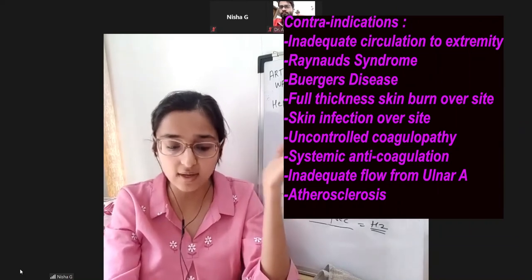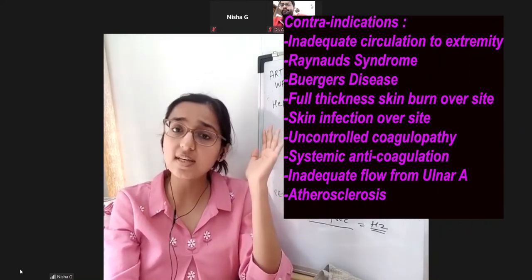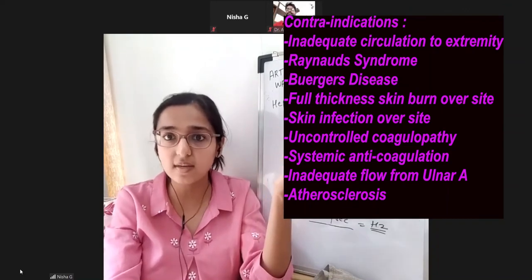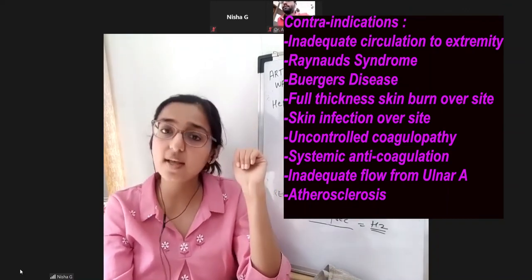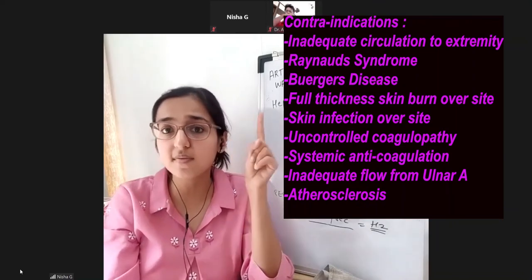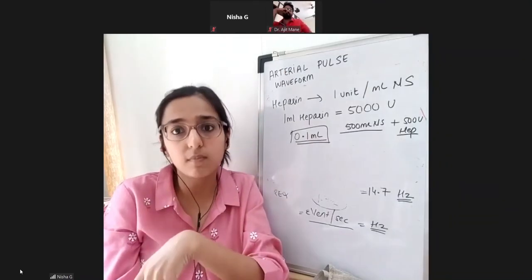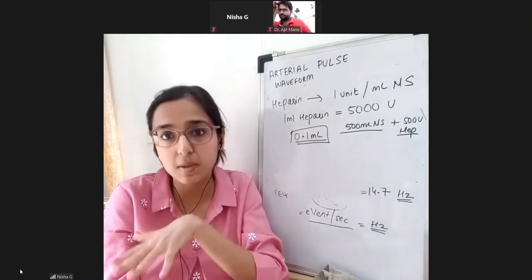You can't. Contraindicated. If the patient is receiving any systemic anticoagulation, patient is on warfarin, patient is on heparin, you can't. It's going to cause severe bleeding again. Atherosclerosis, again, you should not. Atherosclerosis is usually encountered in the bigger arteries like axillary artery, or most commonly in the femoral artery.